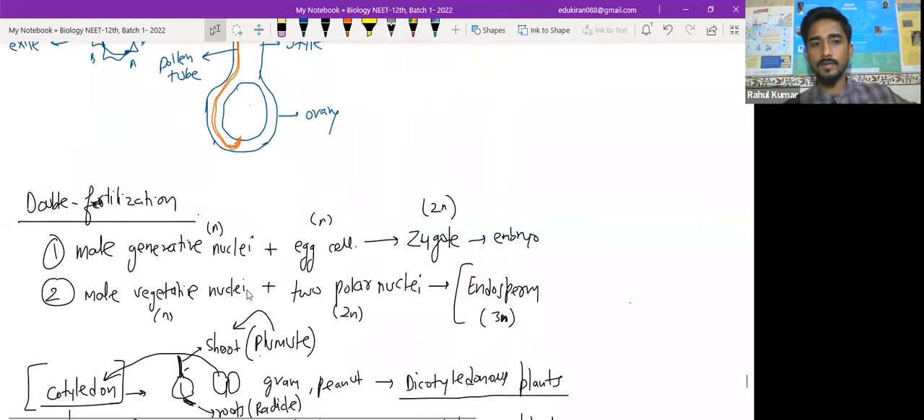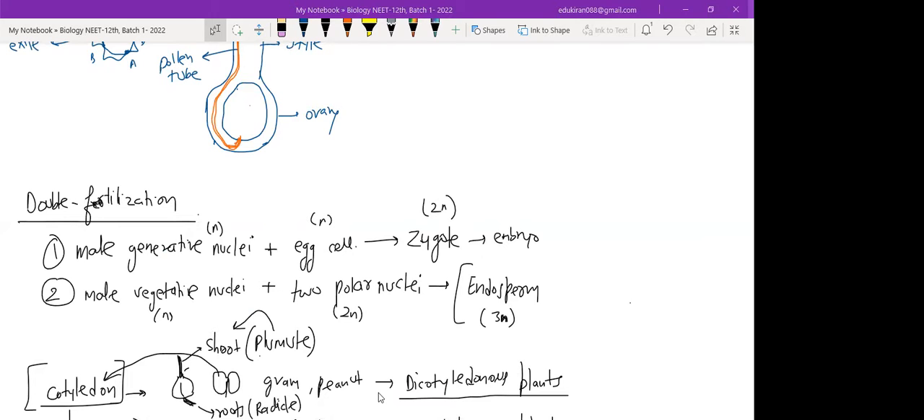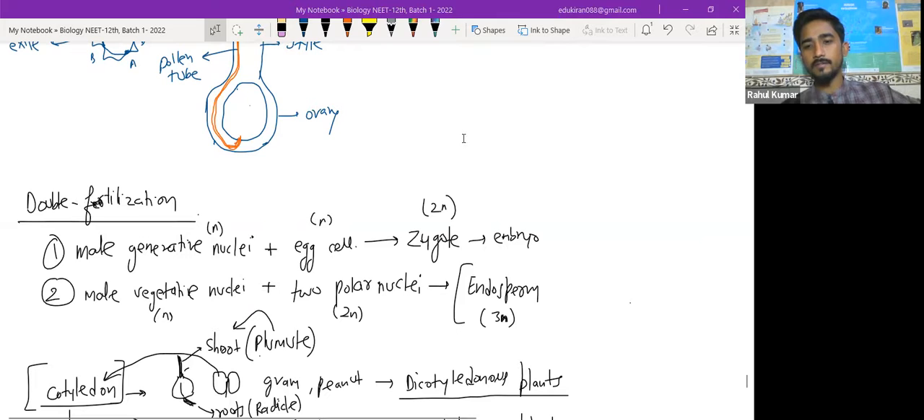Yes, she's finding some issues with her computer. It's okay. Try to figure out what the issue is. No problem. I can see you can unmute and mute yourself, but you're not audible to any of us. Okay, Memuna, would you like to explain double fertilization?